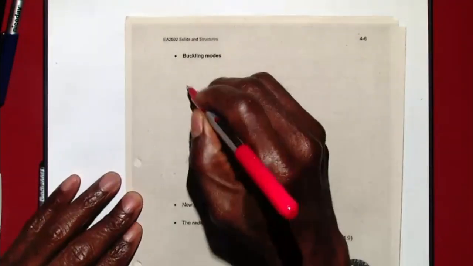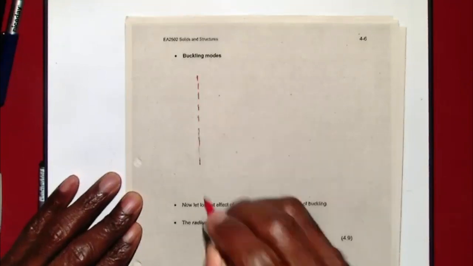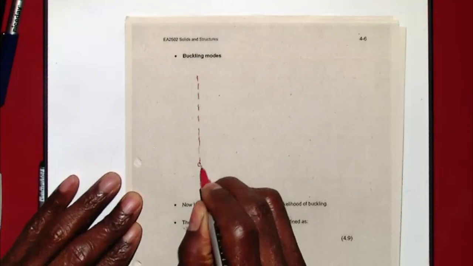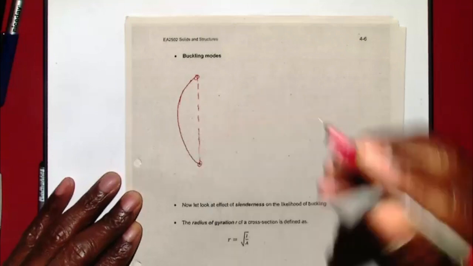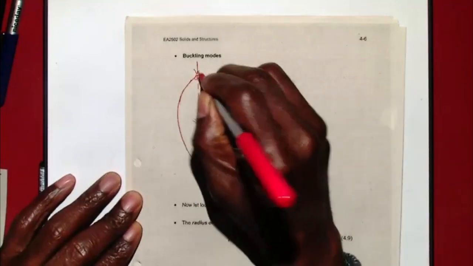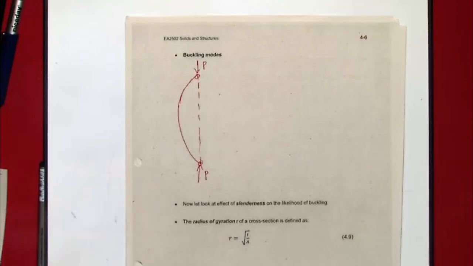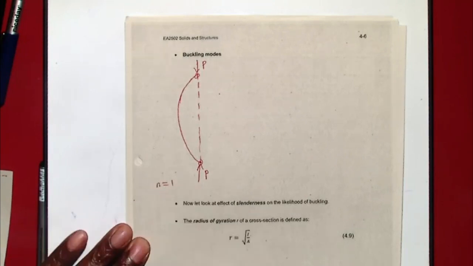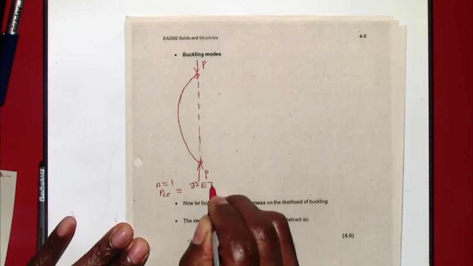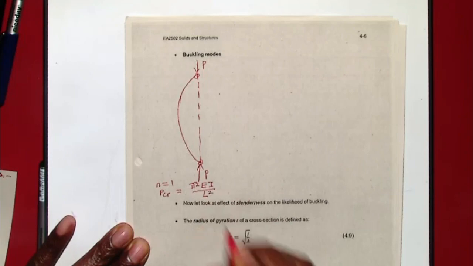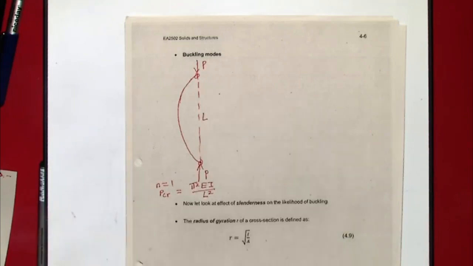So I'm going to just draw that like that. The first mode will be something that does that, where that is the load P that is causing it. So that's our first mode, mode 1. That is the one where N is 1, and the critical load is pi squared EI all over L squared, where the length is this. That's the one that has the minimum load. That's the one that will normally take place.